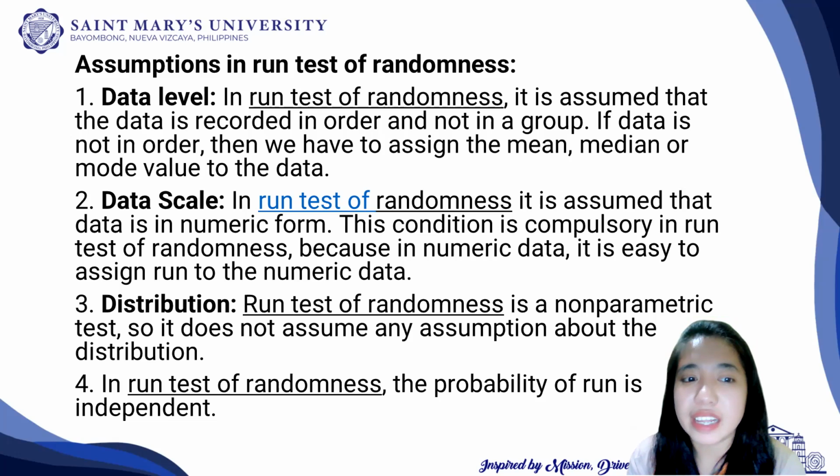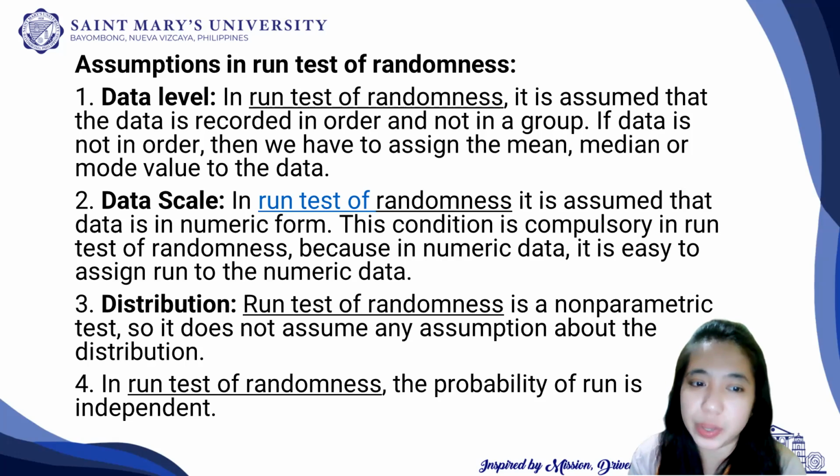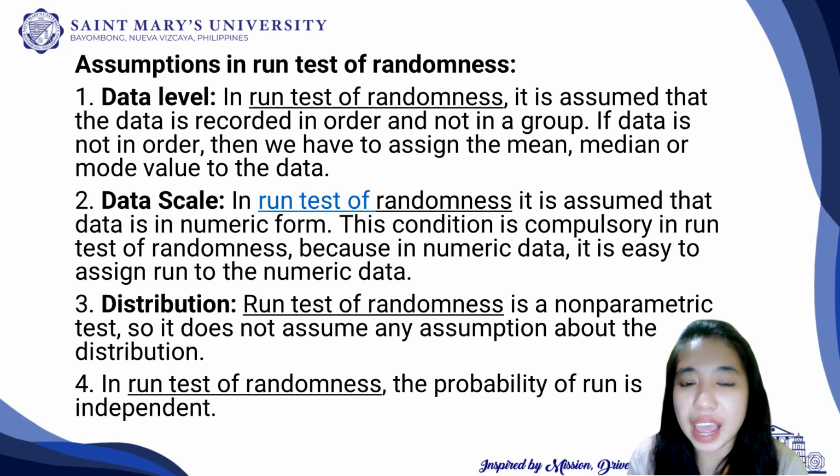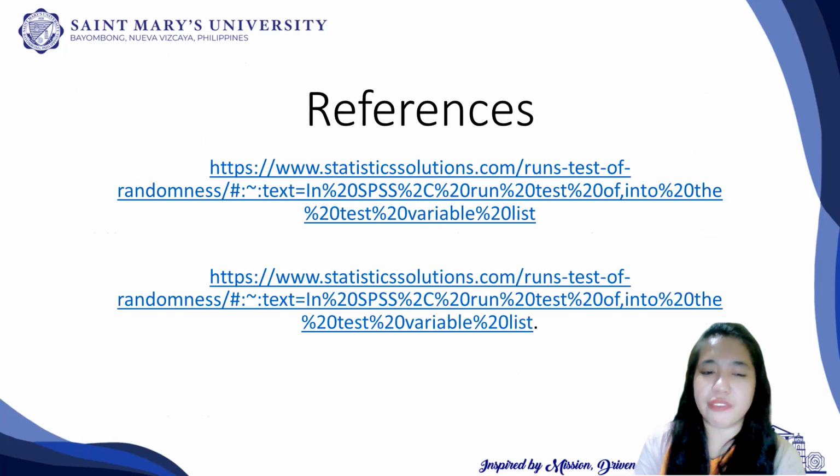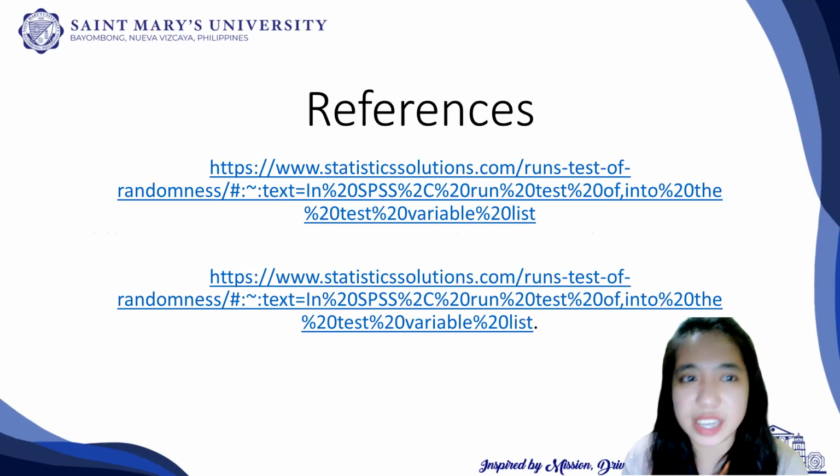For the distribution, run test of randomness is a non-parametric test. So obviously, we don't need to check whether it is normally distributed or not. It does not assume any assumption about the distribution. And in run test of randomness, of course, the probability of run is independent. These are the reference materials for this discussion.